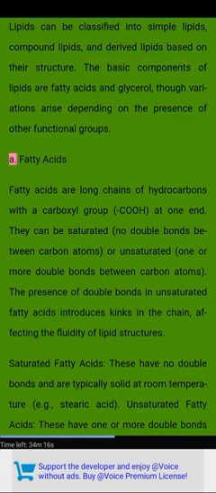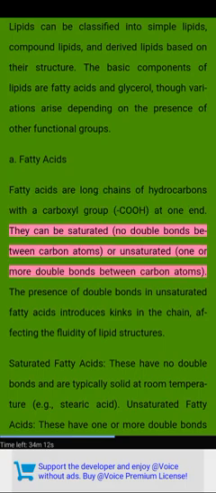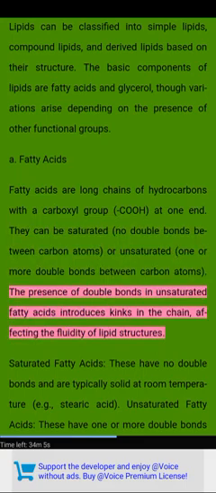A. Fatty acids. Fatty acids are long chains of hydrocarbons with a carboxyl group, COOH, at one end. They can be saturated, no double bonds between carbon atoms, or unsaturated, one or more double bonds between carbon atoms. The presence of double bonds in unsaturated fatty acids introduces kinks in the chain, affecting the fluidity of lipid structures.